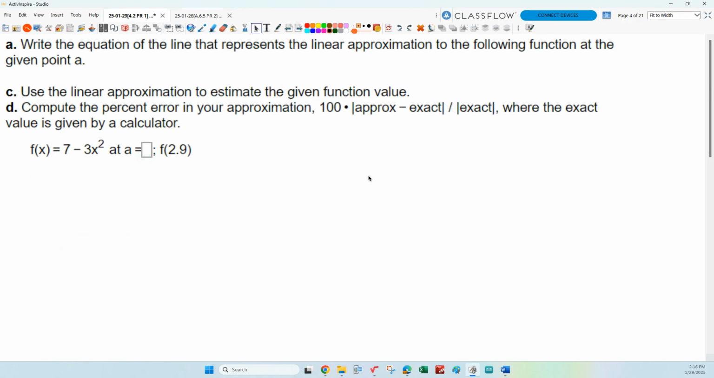Okay, so let's do one like this then. So we've got this function f of x. It says write the equation of a line that represents the linear approximation to the following function at the given point A.